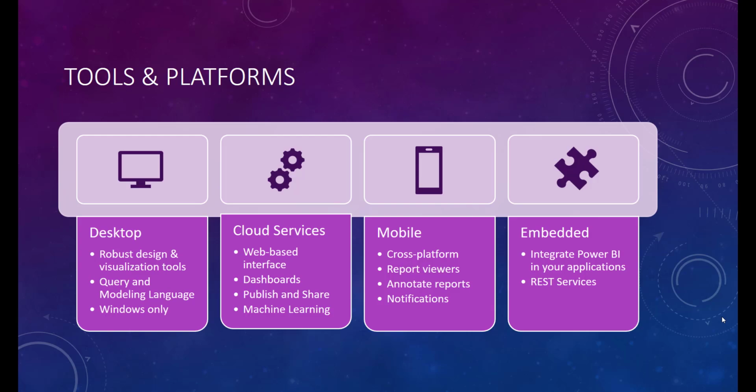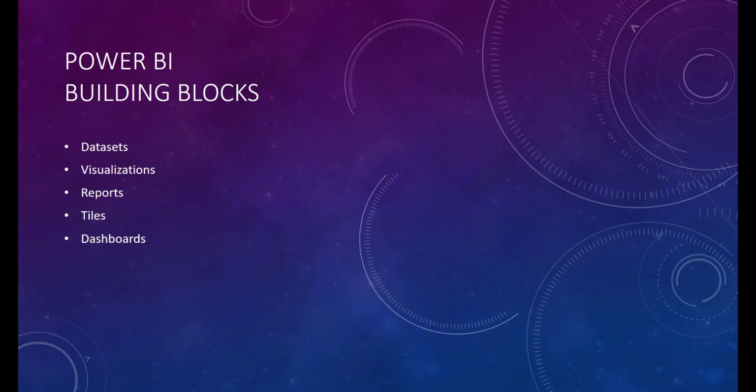And you also have the mobile application for Power BI. That is cross-platform, so you can use it on iOS or Android. It's mostly used to view your reports, but not only that, you can also use it to annotate different parts of your reports. And if there are any updates to those, you can get instant notifications. And then there's Power BI Embedded. That's a way to integrate Power BI into your own applications. It uses REST services that you can use to get different parts of your reports so you can do the embedding.